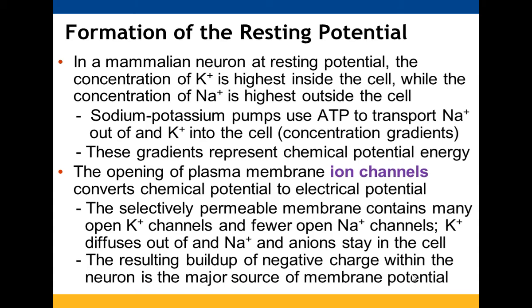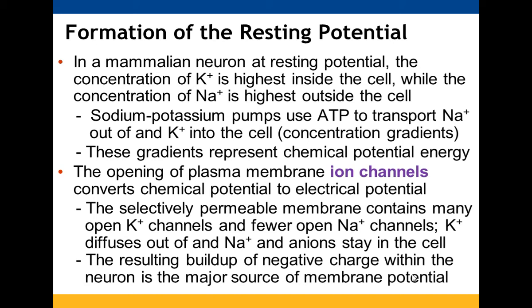So, how do we get this resting potential? When you have a mammalian neuron at resting potential, the potassium concentration is greatest inside the cell, and the sodium concentration is greatest outside of the cell. A while back, we talked about sodium potassium pumps and how they use energy to move sodium out of the cell and potassium into the cell against concentration gradients. And those gradients are sources of chemical potential energy. When ion channels open, they're able to convert chemical potential into electrical potential.